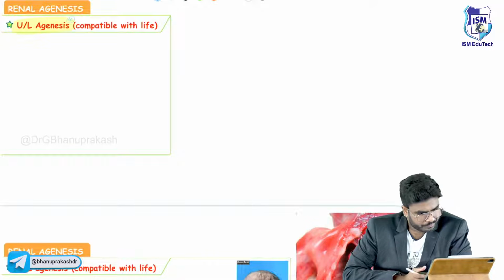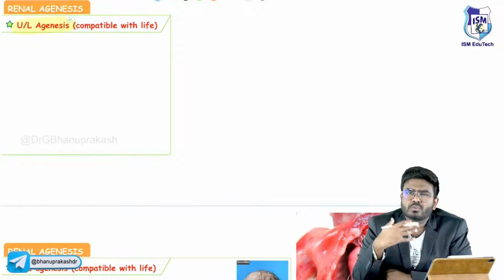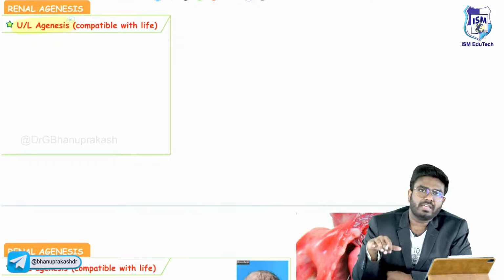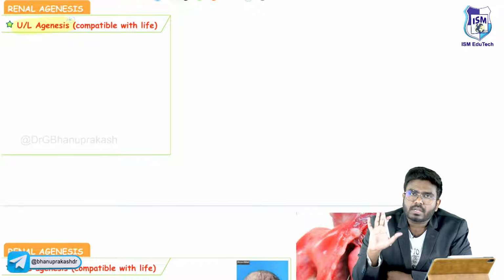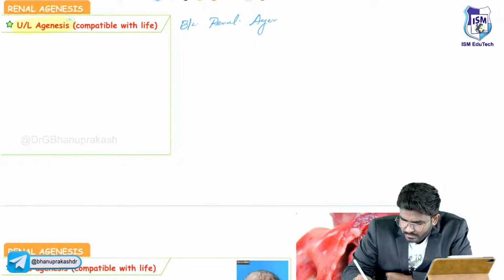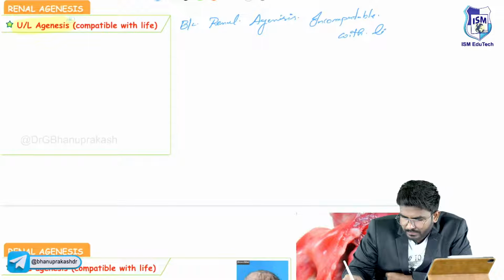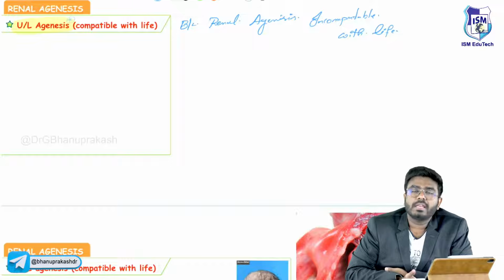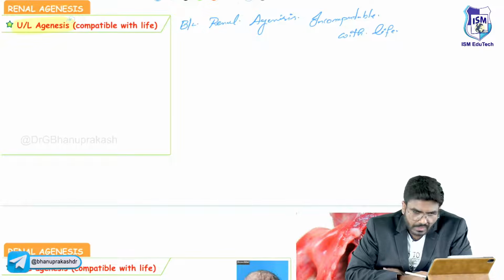There may be some problems for the baby, but it is compatible with life. It's not incompatible with life. The baby is not going to die. But look, bilateral renal agenesis is incompatible with life. Which means if both kidneys are absent, definitely the baby is not going to live. Definitely the baby is going to die.